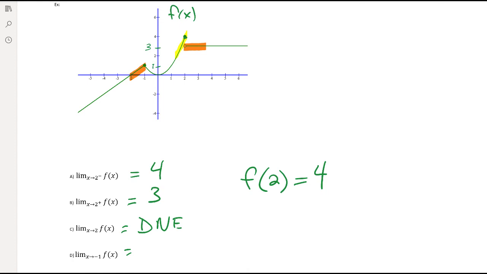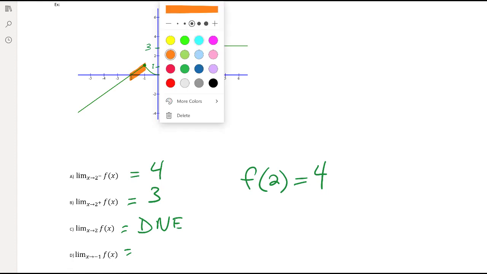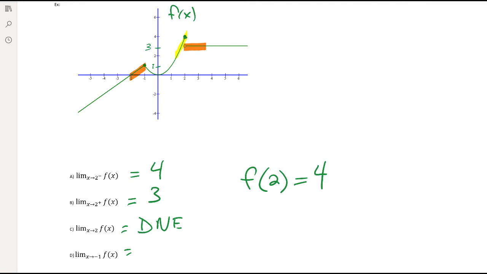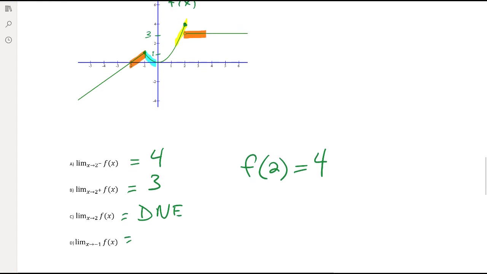1. What's the limit as x approaches negative 1 from the right? Let's do a different color. That limit also appears to be 1. So the limit from the left and the right both appear to be 1. Therefore, the limit from both sides will exist as we approach negative 1, and it has to be that agreed upon value of 1.